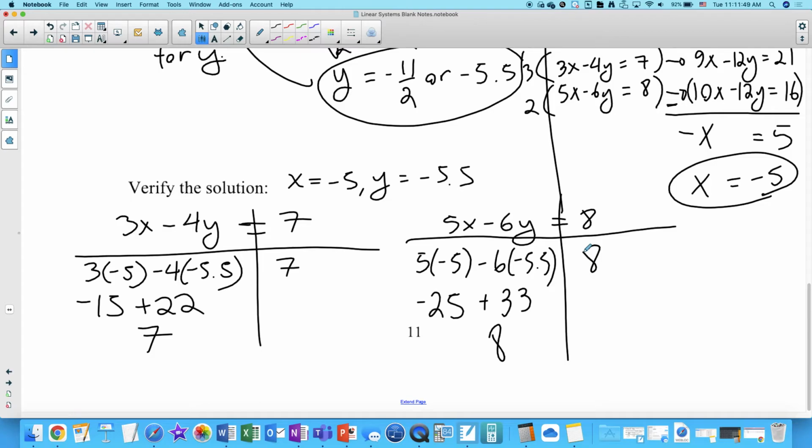Awesome. Yep. So when you're trying to find the lowest common multiple to multiply the equations by, does it have to be the lowest common multiple? No, good question. You don't have to use the lowest common multiple. Any common multiple will work as long as they're the same.